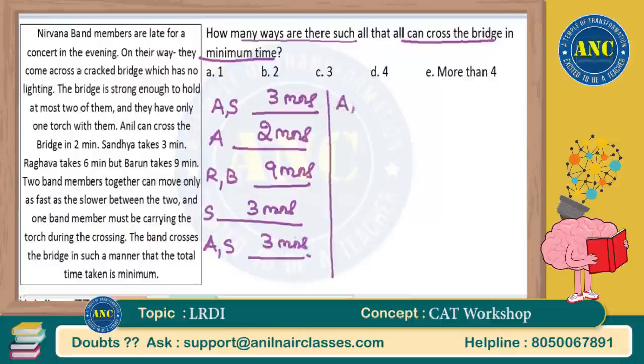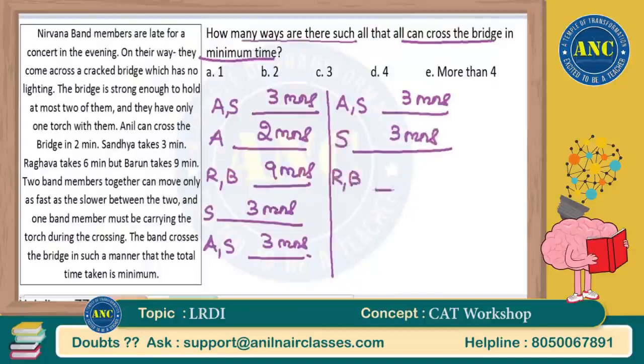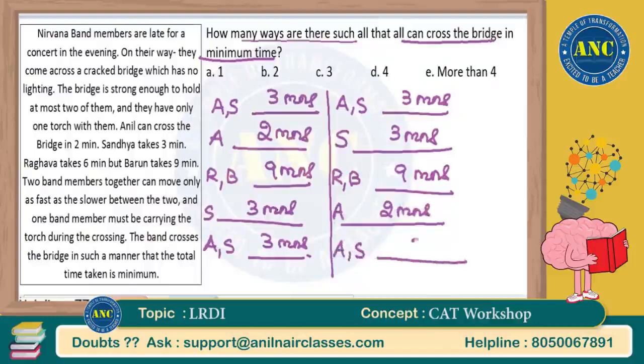Second case, Anil and Sandhya will go, 3 minutes. Let Sandhya come back. It takes 3 minutes. Raghava and Barun should not come back. So Raghava and Barun, it is 9 minutes. They give the torch to Anil. Anil will come back. It is 2 minutes. Anil and Sandhya, they will take 3 minutes.